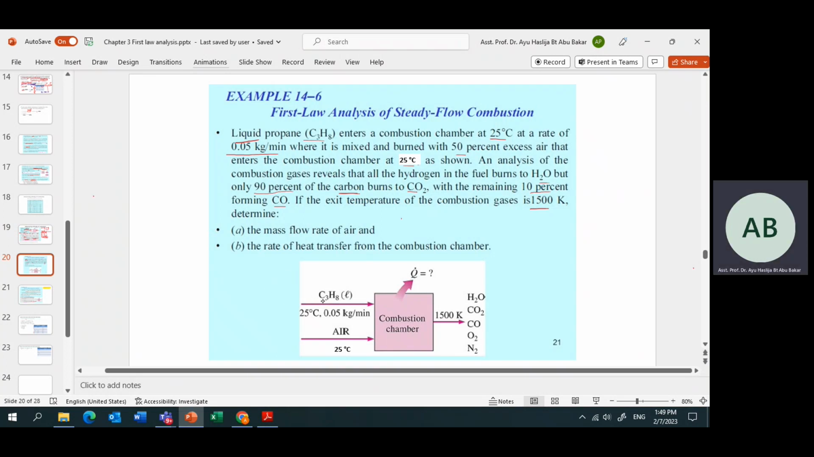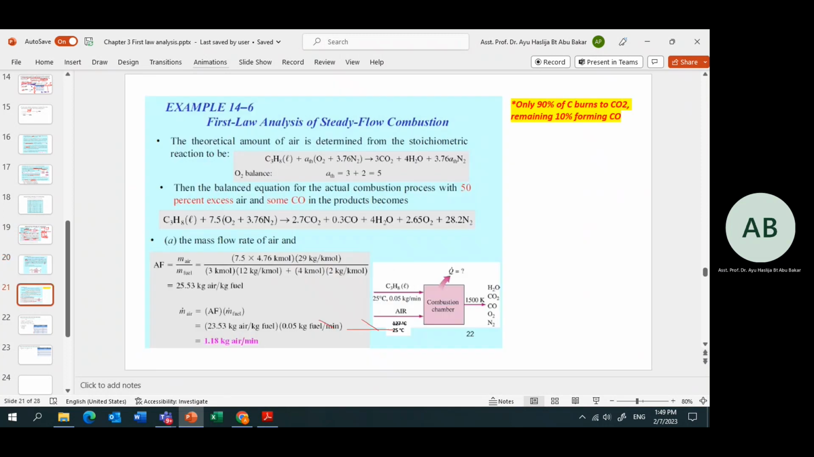Okay, here you are given a fuel, liquid propane, at a rate of 0.05, temperature in 25 degrees C, both fuel and reactant. Temperature out 1500. You have CO in your gases, and excess air. Now, first thing first, always find the combustion reaction.